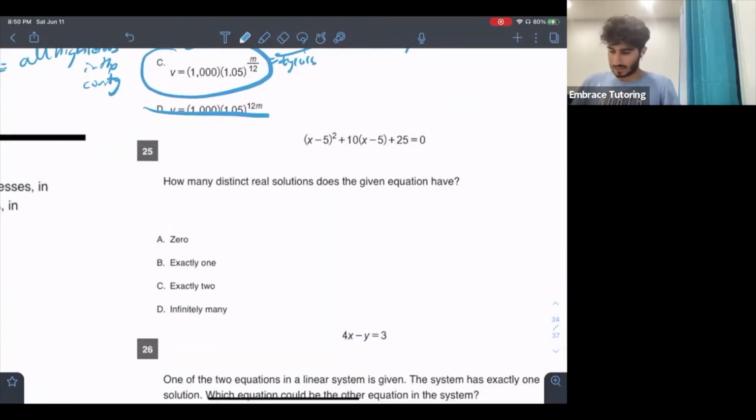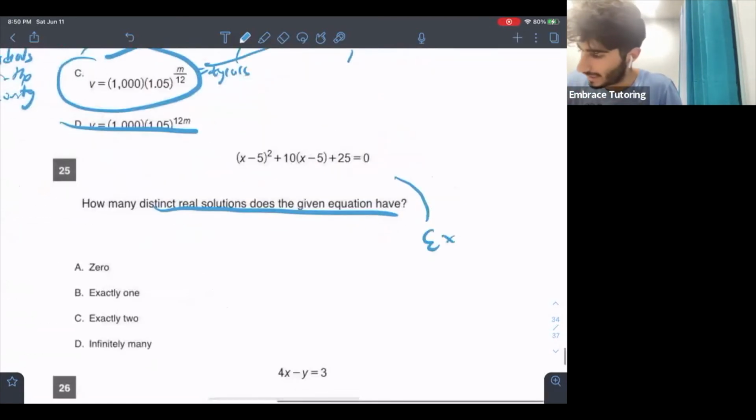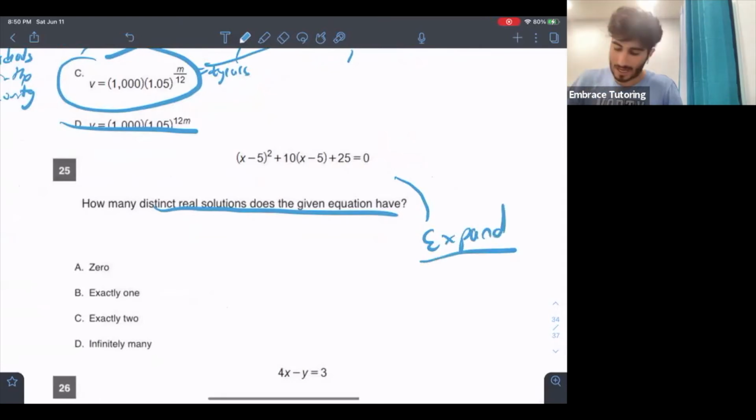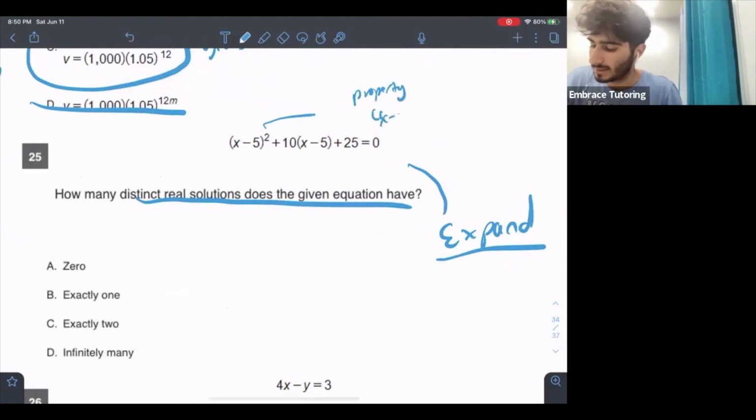Now, question 25. How many distinct real solutions does the given equation have? So what I would suggest doing is expand. That's the easiest way, I think. So what you would do here is you have x minus 5 squared. The property of easily solving or expanding this would be x minus a squared is x squared minus 2ab plus b squared.